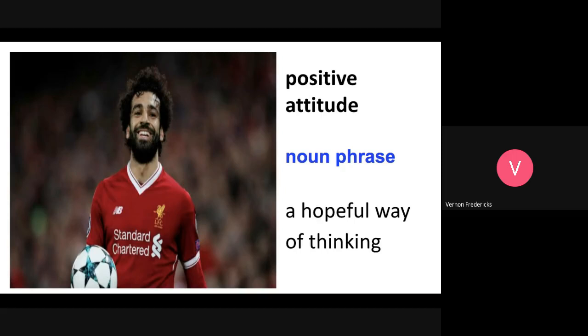Okay. What's the opposite of a positive attitude? The opposite is a negative attitude. Somebody that always sees the bad things about life. Yeah, that is a negative attitude. A positive attitude is people that usually see the good things in life and have a hopeful way of thinking about things.